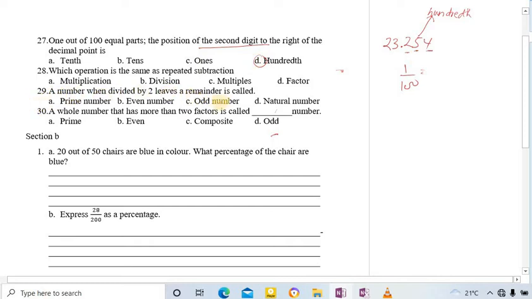Which operation is the same as repeated subtraction? Division, of course. A number when divided by 2 that leaves a remainder is an odd number. Now a whole number that has more than 2 factors is composite. I'm prime, P-R-I-M-E. My factors are only 1 and me. Numbers that divide evenly. I'm composite. My factors are more than 1 and me. Composites are numbers that divide evenly. The composite numbers are 4, 6, and it goes on.